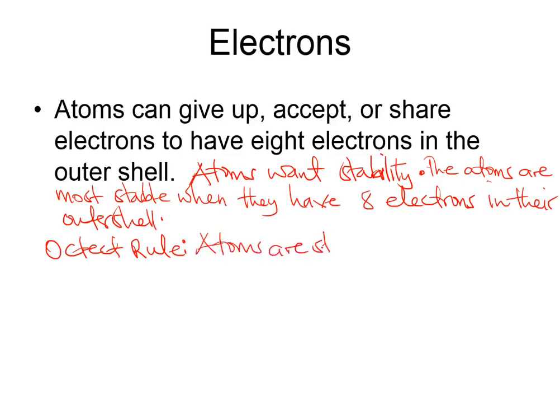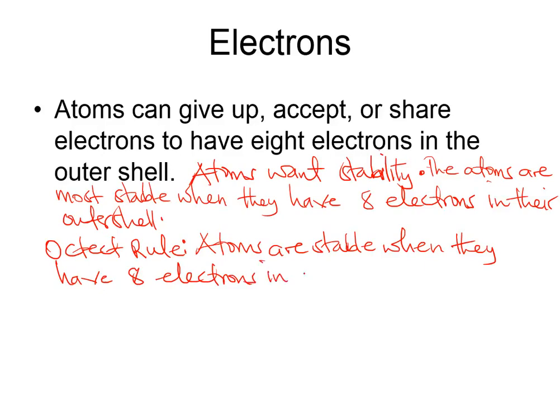So the octet rule says that atoms are stable when they have 8 electrons in their outer shell.